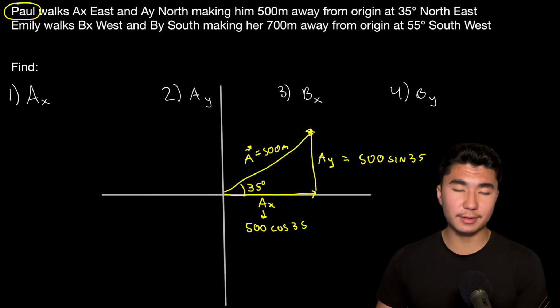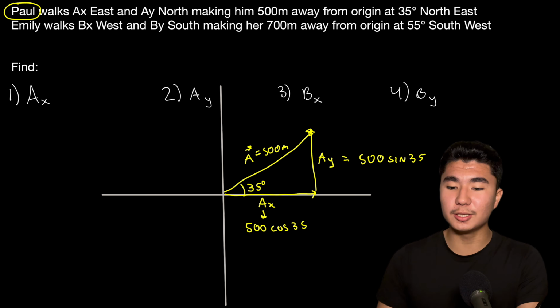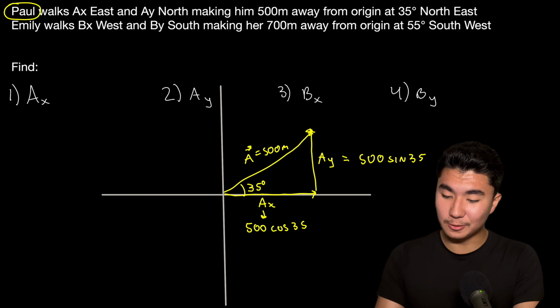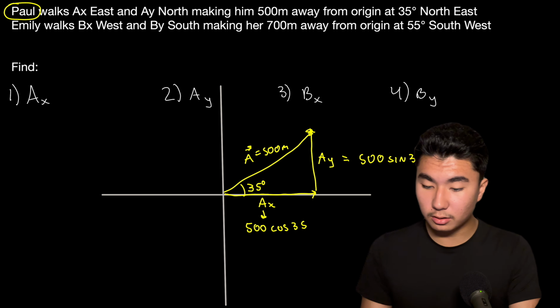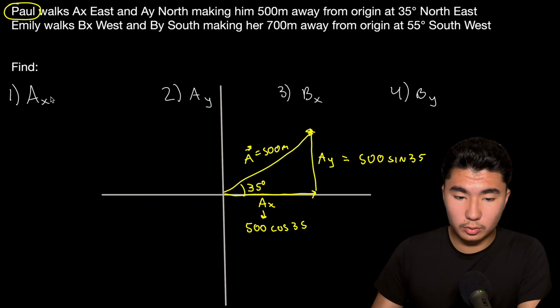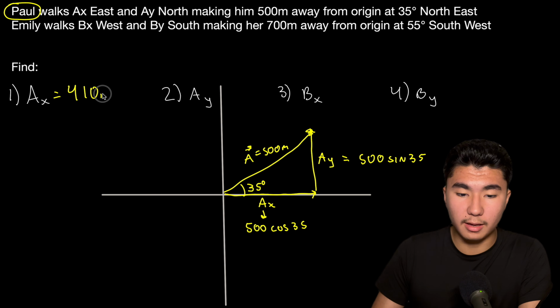If we were looking at radians, then you'd put it at radians, but that's just one thing to note, because when I was trying to make this video, I put in radians and I was so confused by the answers that I was getting. So we have 500 cosine 35, and I'm just going to round, this is going to be 410 meters.